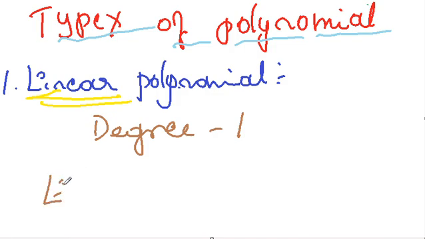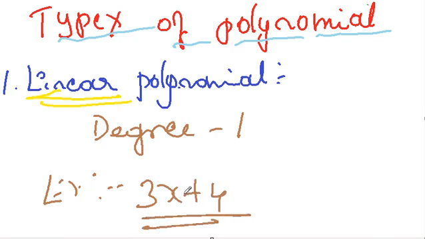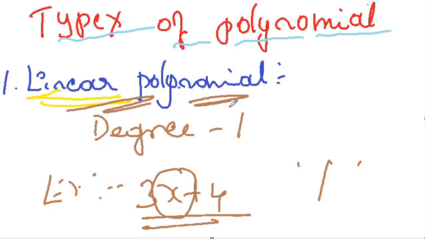It is very simple. For example, I'll give an example here, that is 3x plus 4. Here you can observe the variable is x. What is the degree here? Degree is 1. This kind of polynomial we are going to call linear polynomial. It is very simple. If you know the degree of the polynomial definition or concept, you can easily identify what type of polynomial this is.